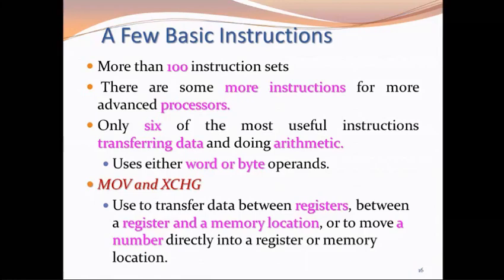So 3 different combinations we can consider for moving the data: in between the registers and memory, and in between the direct numbers and either registers or memory. Is that clear?